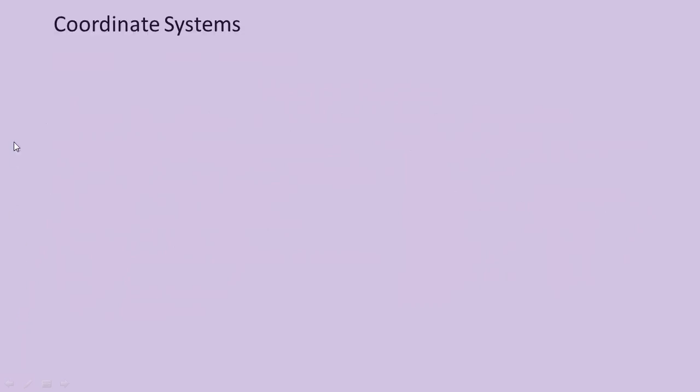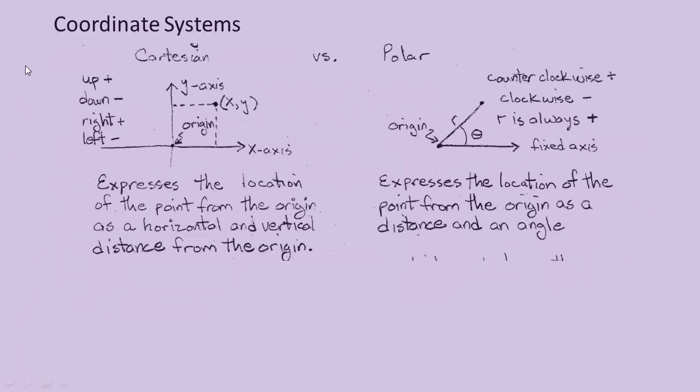Now that we understand that, let's take a look at some coordinate systems. And of course, we're most familiar with the Cartesian coordinate system, also known as the XY coordinate system. We learned this early on in our math classes, and we use it frequently. We have the horizontal axis, which is known as the x-axis, and we have the vertical axis perpendicular to the x-axis, and this is known as the y-axis.